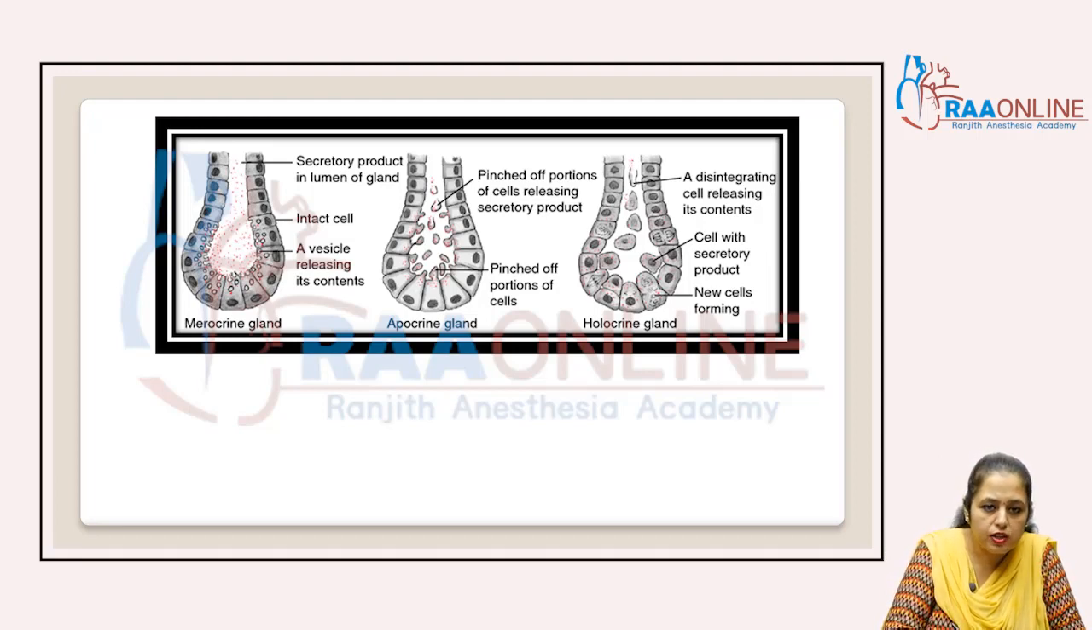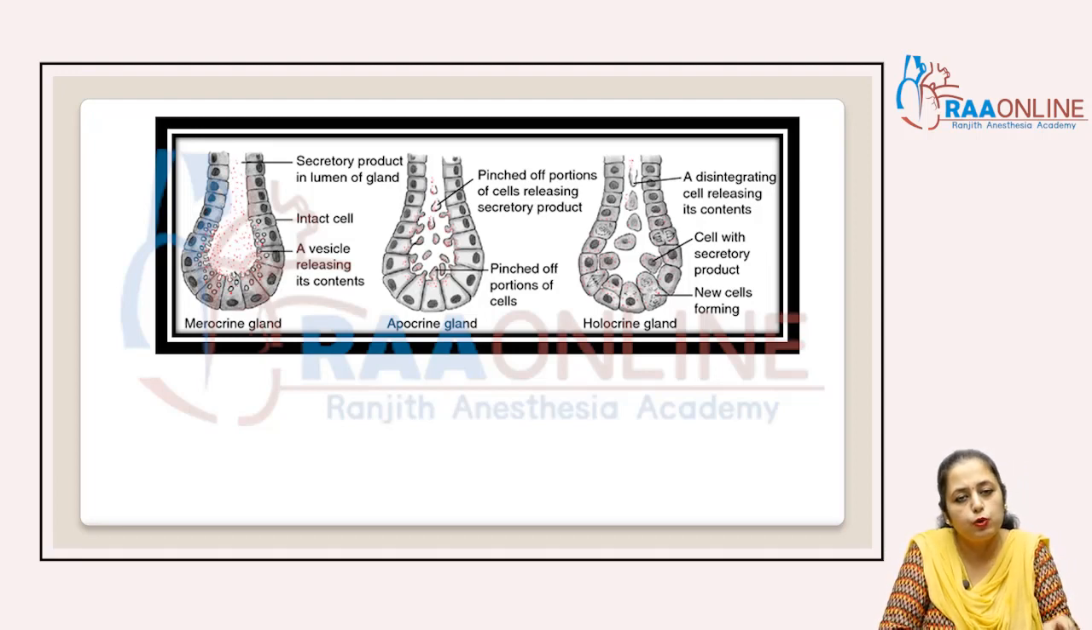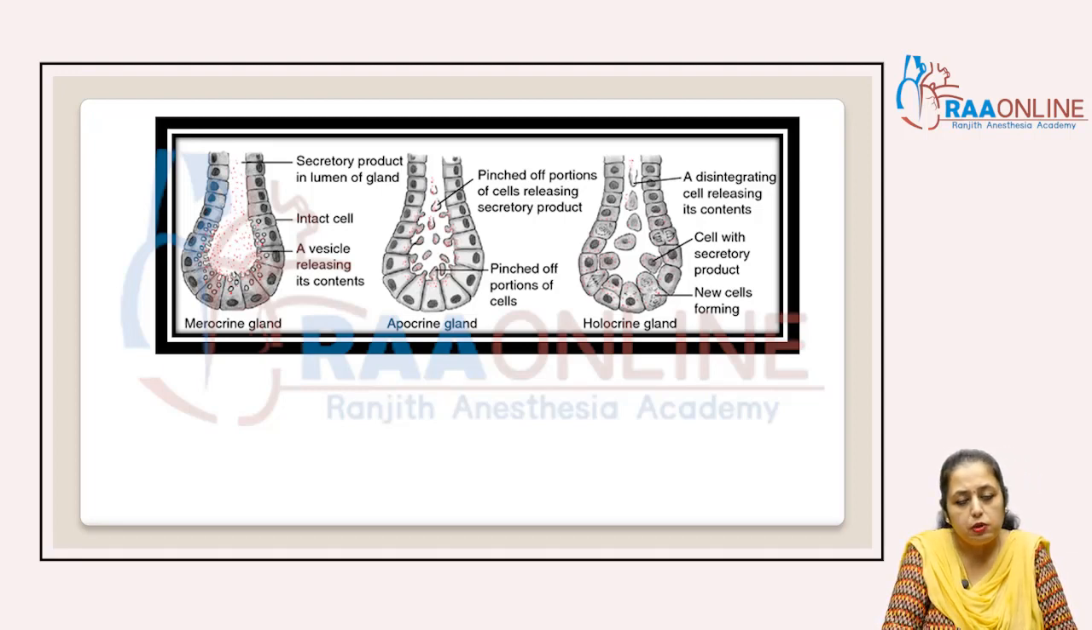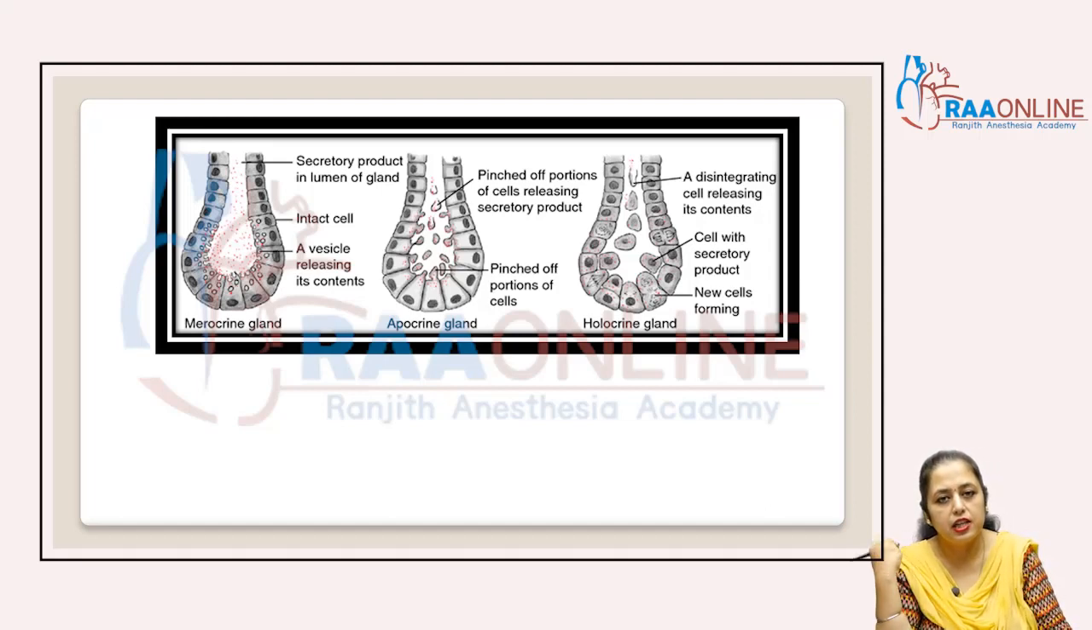Come to the next one, the merocrine, which is also known as eccrine. In that particular cell, there is no destruction of the cell, and the cell does not become smaller or change its shape or size. Just vesicles release their contents, and the secretory products are secreted into the lumen of the gland. Clear? So that is the merocrine gland. Examples of merocrine glands are the salivary gland, the sweat gland except the axillary sweat glands, and the pancreas.